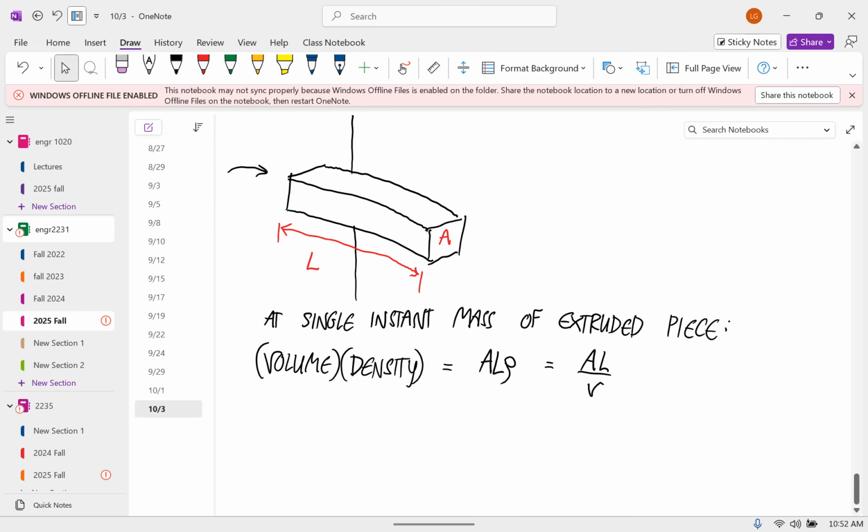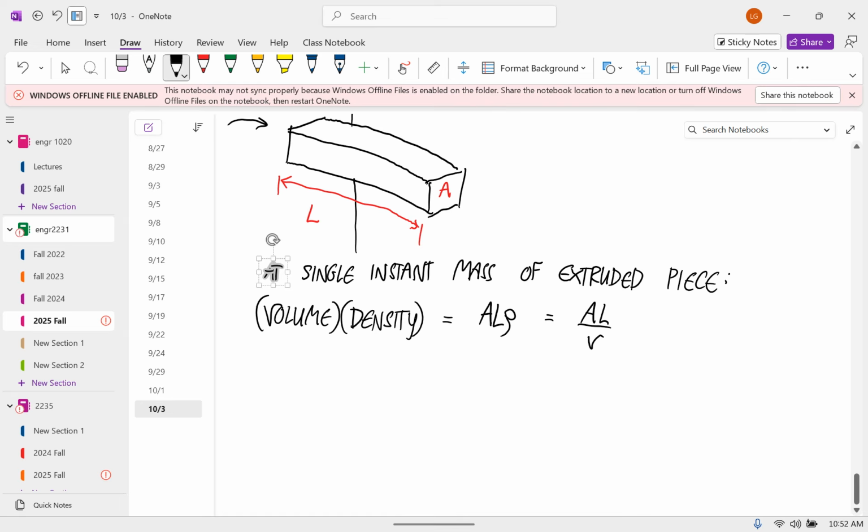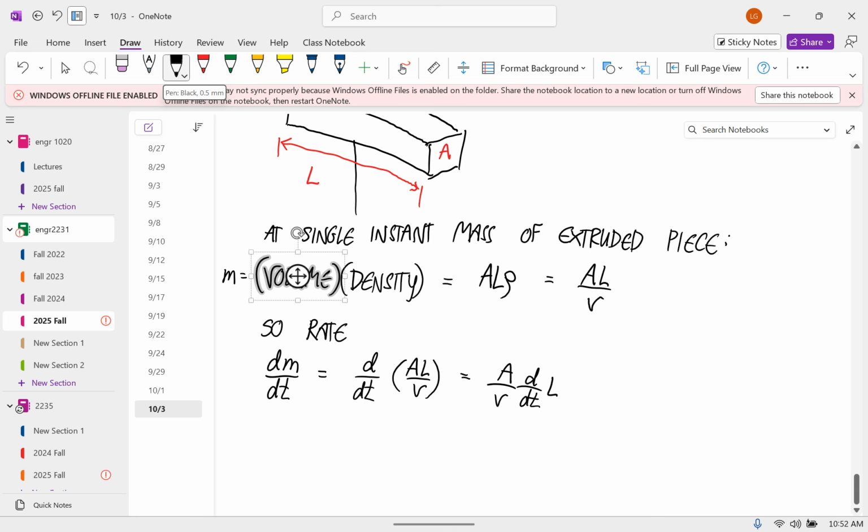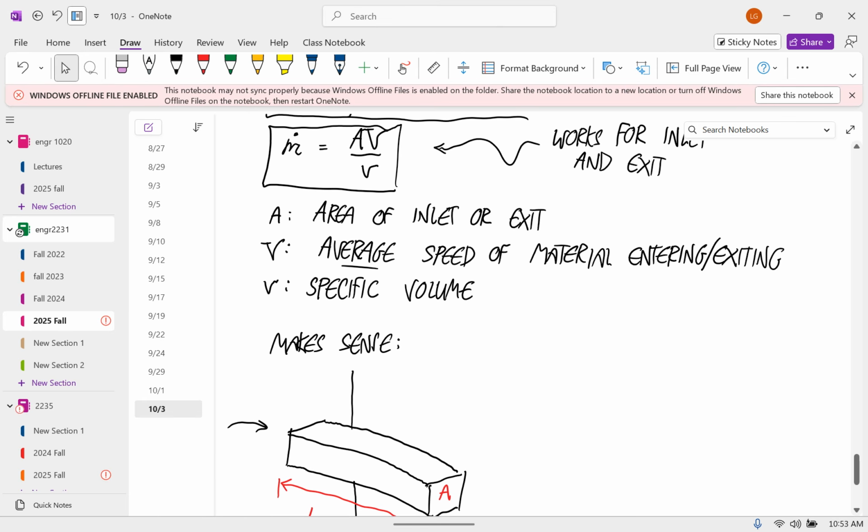Now if we want the rate at which this is coming out, we take dm/dt, which is d/dt of A L over v. A and v don't change in time, so you just get A over v times dL/dt, and dL/dt, if you think about it, is just the speed. So this gives you A times capital V over little v. That's going to come up so often that you're probably going to want to remember it. And on tests, I'll give you that formula.